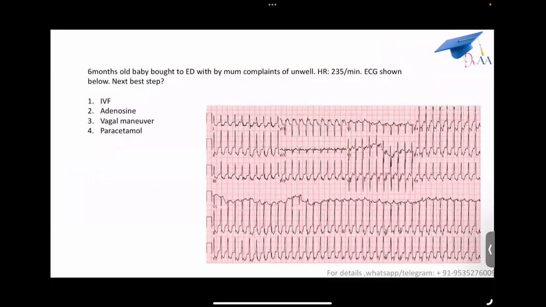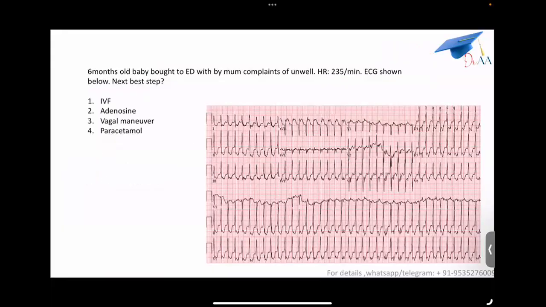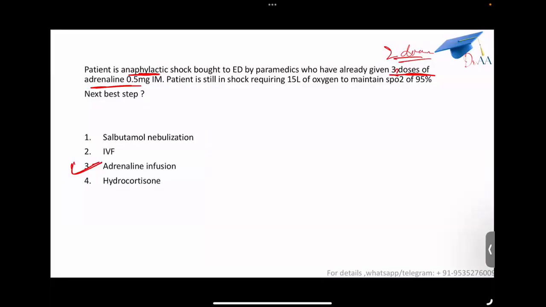So why not amiodarone? This is anaphylaxis. We don't use amiodarone at all. Ideal, doctor, after the 2nd or 3rd dose? Ideally after the 2nd dose, infusion. After the second dose, you need to give it, or continue every 5 minutes until preparing an infusion. Yes, that's right. Okay.